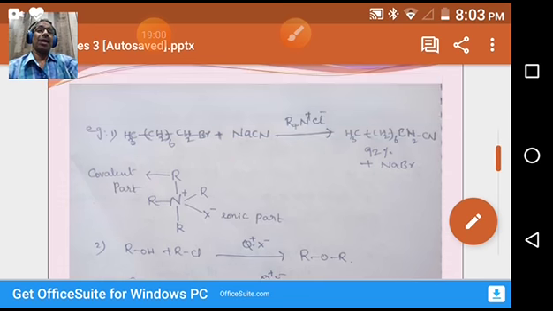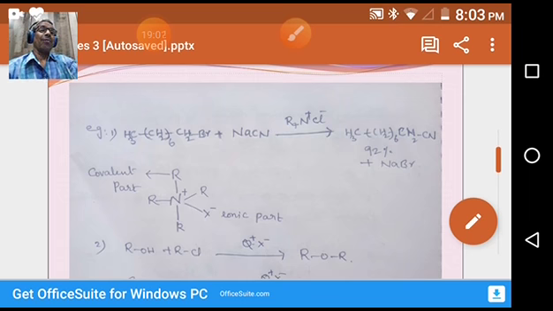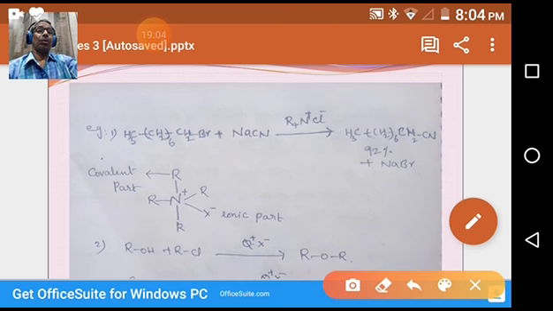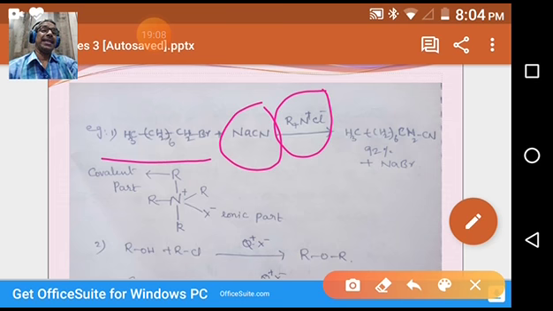So bromooctane reacts with sodium cyanide in the presence of this catalyst, PTC, the phase transfer catalyst. It is a catalyst, and it is migrating from the aqueous phase to the organic phase, or from the organic phase to the aqueous, wherever the reagent is required, due to its solubility in both phases. So this is one example.